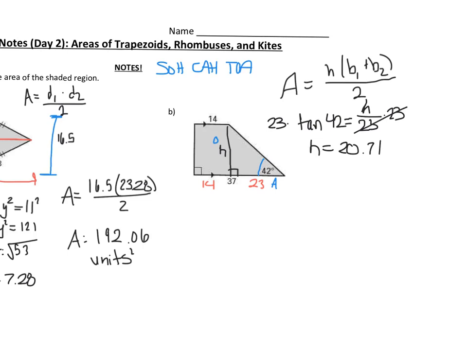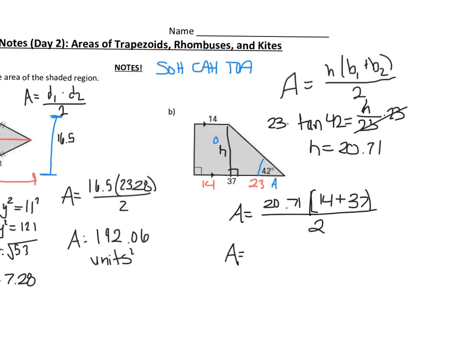I found my height. Now I can go in and I can actually use this area formula to figure out what my area is. So my area is equal to my height, which we said is 20.71, times I add my two bases. Okay, so one of my bases is 14, and my other base, again, is the whole thing is 37. Take that whole thing, divide by 2.